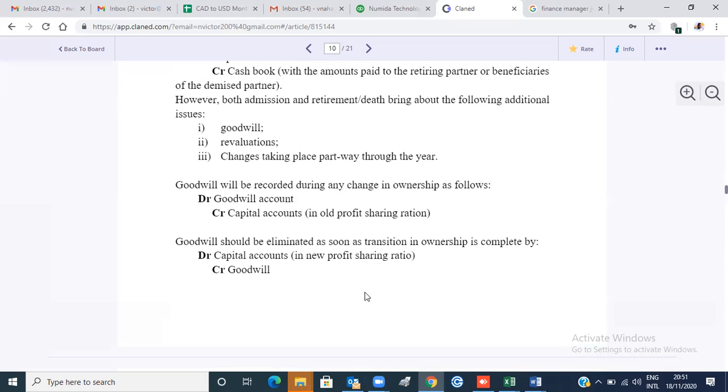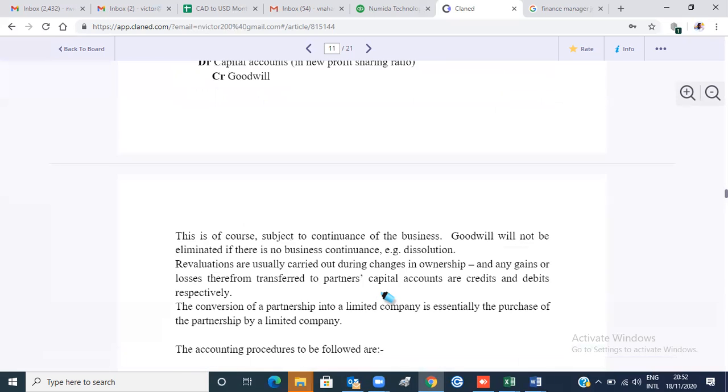Okay, as soon as Victor leaves, because he's the one who is even charging us goodwill on his departure, or on his resignation, or on his termination, then we need to kill that goodwill account. The moment Victor leaves, the remaining partners should share that goodwill and they keep it in their partnership as what? As a going concern. That is when we start debiting the capital accounts with a new profit sharing ratio, and then we credit the goodwill.